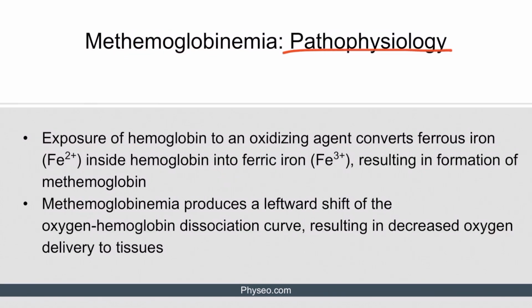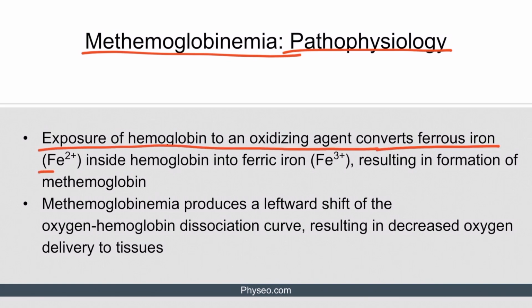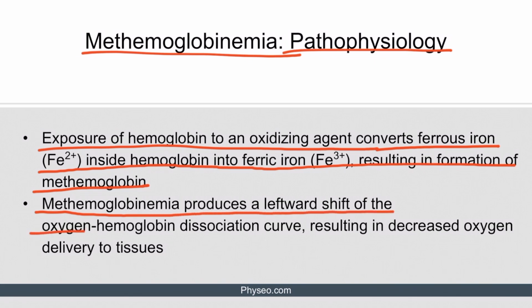The pathophysiology of methemoglobinemia has to do with exposure of hemoglobin that leads to the conversion of ferrous iron inside hemoglobin into ferric iron, resulting in the formation of methemoglobin. In turn, methemoglobinemia produces a leftward shift of the oxygen-hemoglobin dissociation curve, resulting in decreased oxygen delivery to tissues.